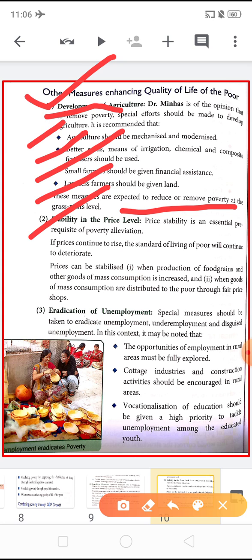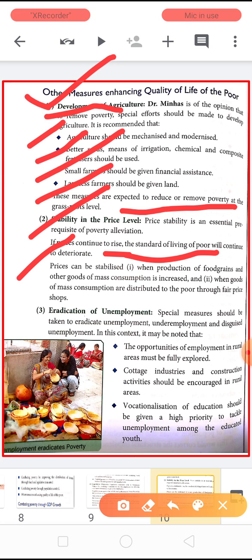Now, the sixth one is stability in the price level. Children, price stability is an essential prerequisite of poverty alleviation. If prices continue to rise, the standard of living of the poor will continue to deteriorate. So, prices can be stabilized when the production of food grains and other goods of mass consumption is increased, and when goods of mass consumption are distributed to the poor through fair price shops.